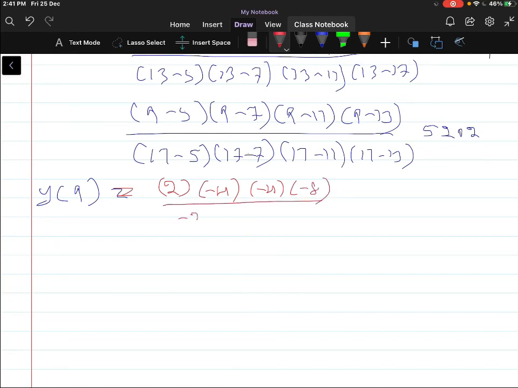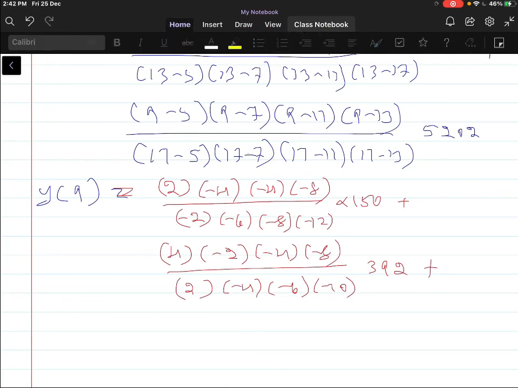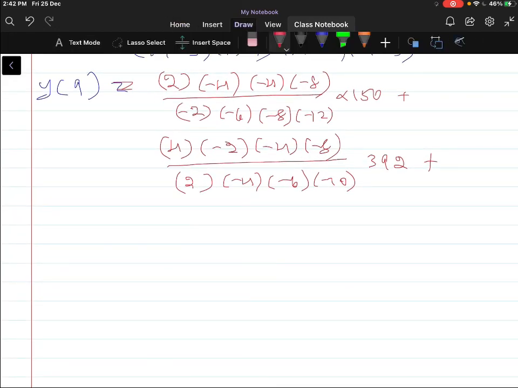2 into minus 4 into minus 8 divided by minus 2 into minus 6 minus 8 into minus 12 into 150. This is the first term. The next term we have 4 into minus 2 minus 4 into minus 8 divided by 2 into minus 4 minus 6 into minus 10 into 392 plus, so let us write the third term.